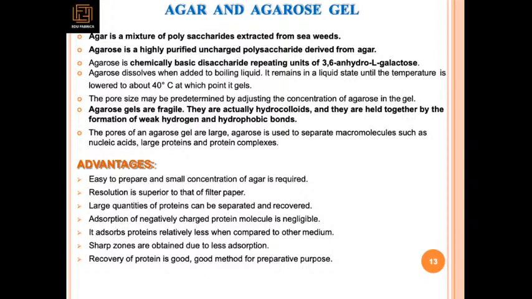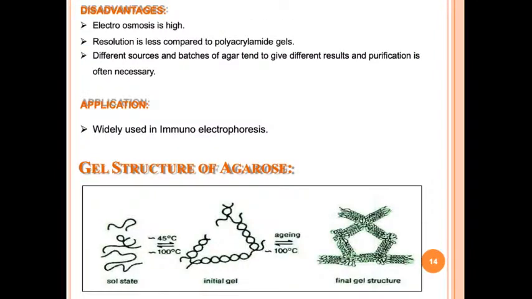They are easy to prepare, a small concentration of agar is required, and resolution is superior to that of filter paper. Following are some advantages and disadvantages. Electroosmosis is high, resolution is quite less, and different sources and batches of agar tend to give different results. It is widely used in immunoelectrophoresis.